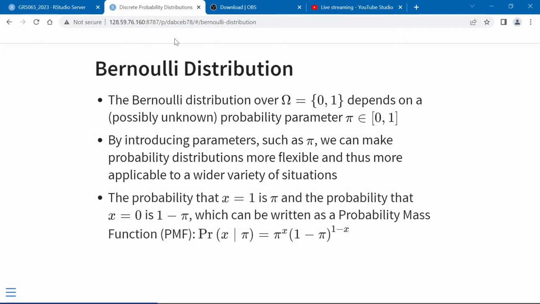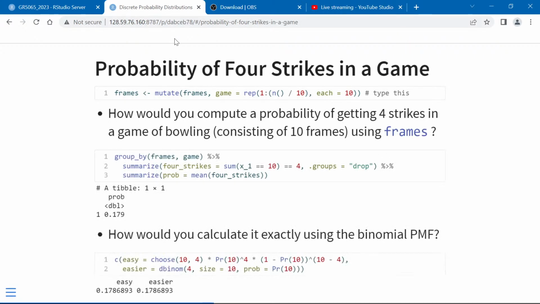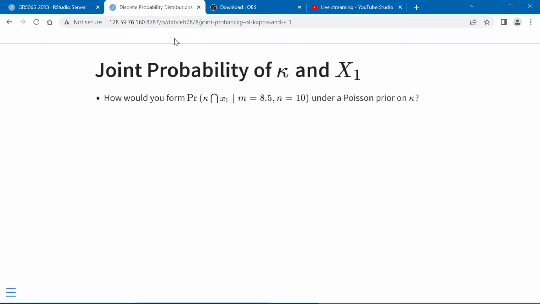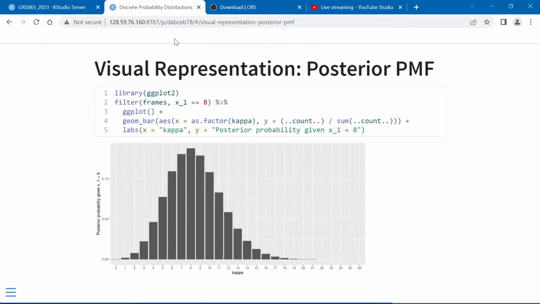So we can do the same thing to not just calculate the probability that kappa is 3 given that x is 8. We can calculate the probability that kappa is whatever given that x is 8. And we can visualize it with a bar plot. So this is the modern way of doing it. We filter frames given the data that we observe: 8 pins get knocked down on the first roll of a frame of bowling. Then we put the proportion on the vertical and the value of kappa on the horizontal, and we can see for each value of kappa what is the conditional probability of that value of kappa, given we observed in reality 8 pins got knocked down when this bowler rolled the first time.